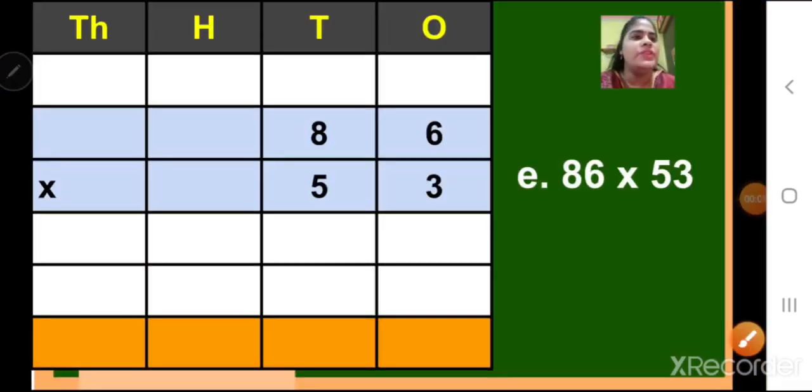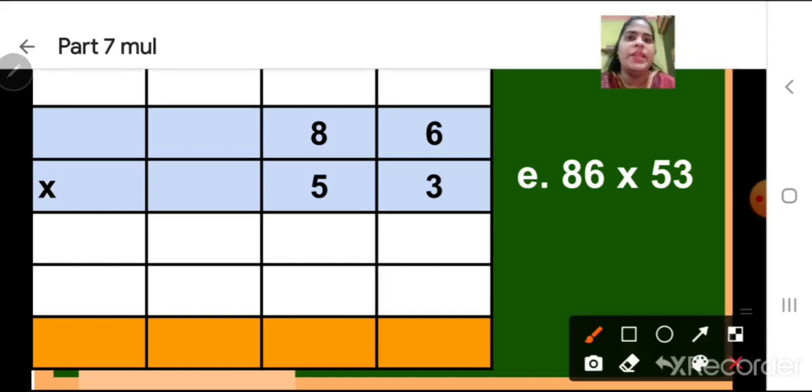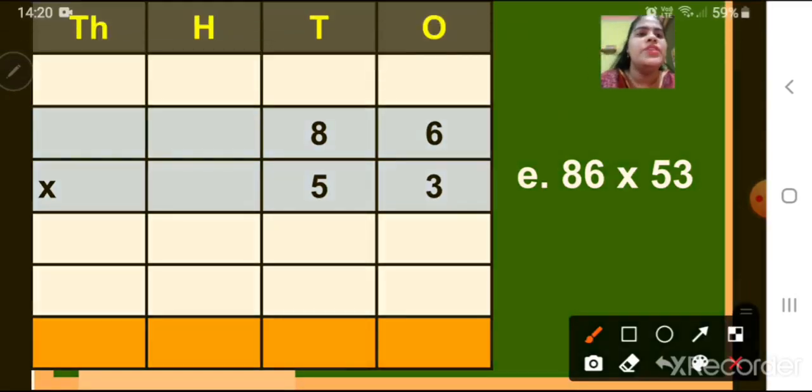After that we have even. Okay. 86 multiplied by 53. Children, note down it properly. Draw the columns. Write the numbers properly. Let us multiply. First we will multiply 3 with number 6. So 3 6s are 18. So 1 carry over, 8 we will write here down.